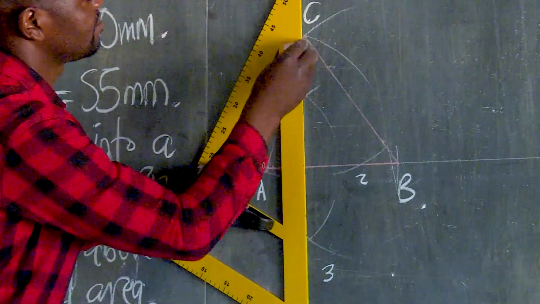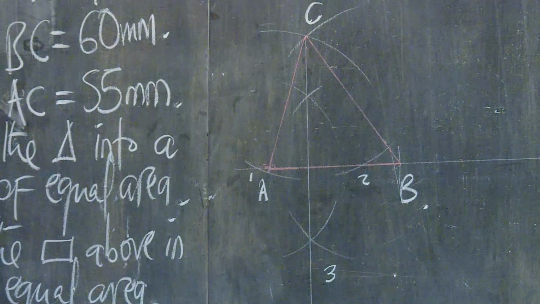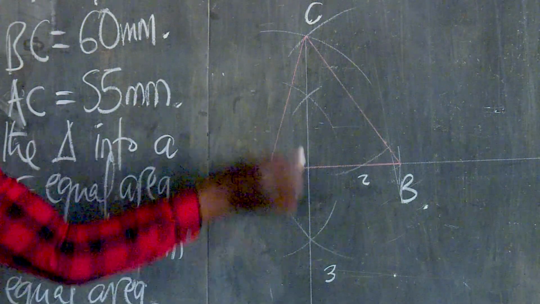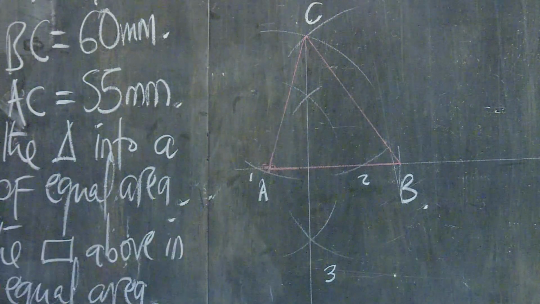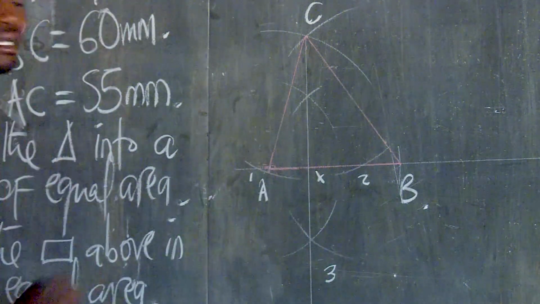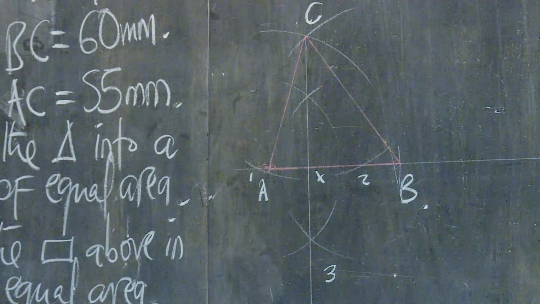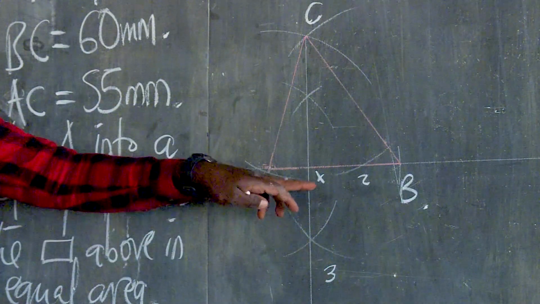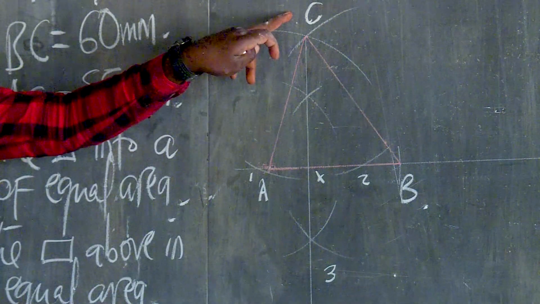Like that. Have we seen what I've done? Yes, sir. Okay, so where this line 3C is cutting line AB, we shall name that point as point X. Are we together? Yes, sir. So when you do that, guys, the next thing is now to bisect the line XC. Are we together? Yes, sir.